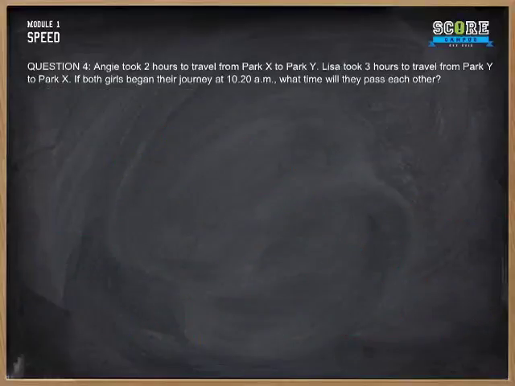Last question of Speed's Module 1 Lesson 3. Angie took 2 hours to travel from Park X to Park Y. Lisa took 3 hours to travel from Park Y to Park X. If both girls began their journey at 10:20 a.m., what time will they pass each other?